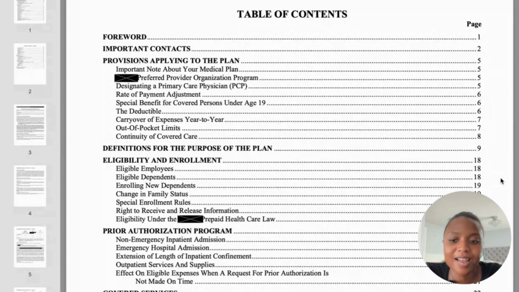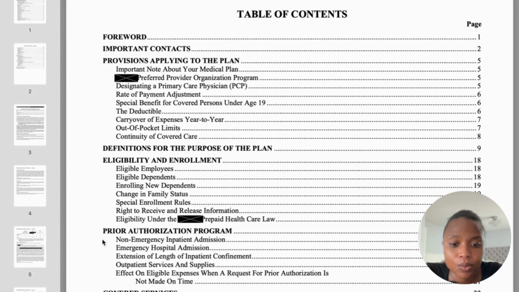Now, looking at a different SPD with a different structure. This one's for a PPO plan, but let's dive into it. So this also starts off with a table of contents, but you can see right off the bat here that information is organized differently than it was in our last SPD. So for example, the deductible has its own section here, as does the out-of-pocket limits, which were all in the medical benefits in the last SPD.